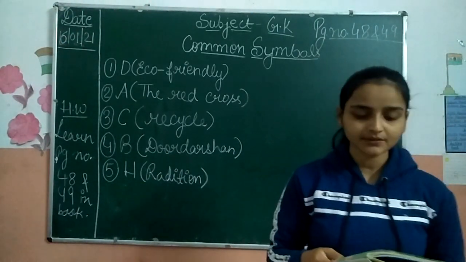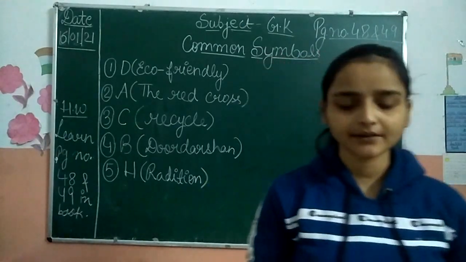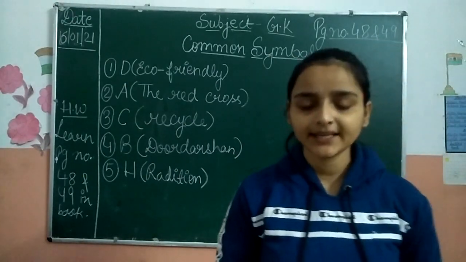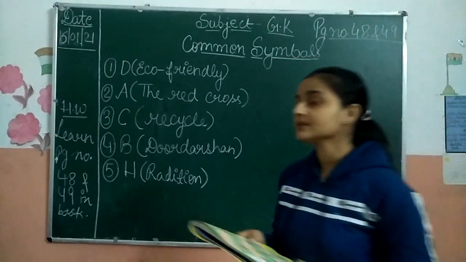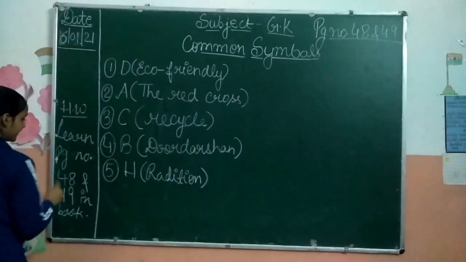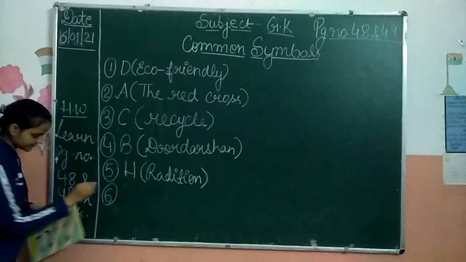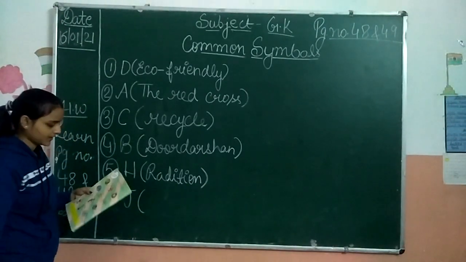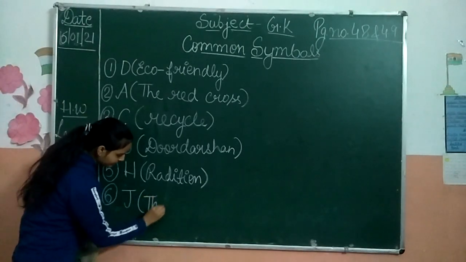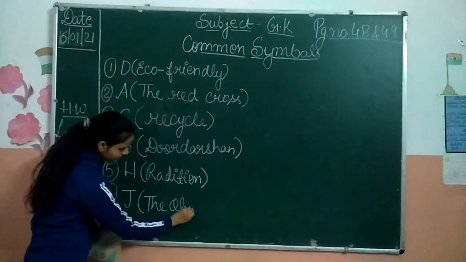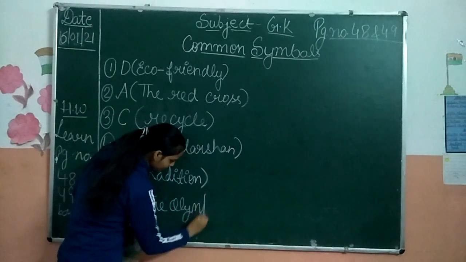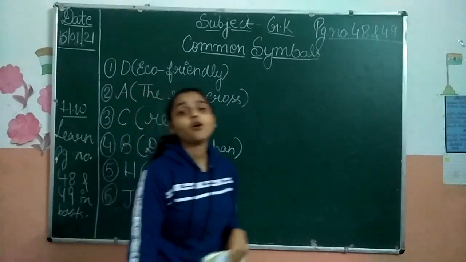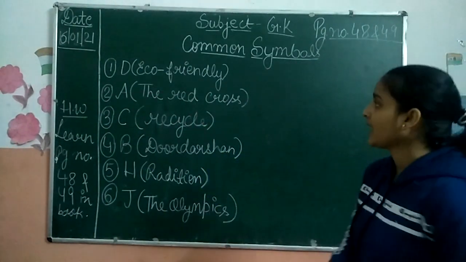Now come to sixth logo. Five rings are there of blue, black, red, yellow and green color. Yes, this is the symbol of the Olympics. Write down number 6 and J. The Olympics.